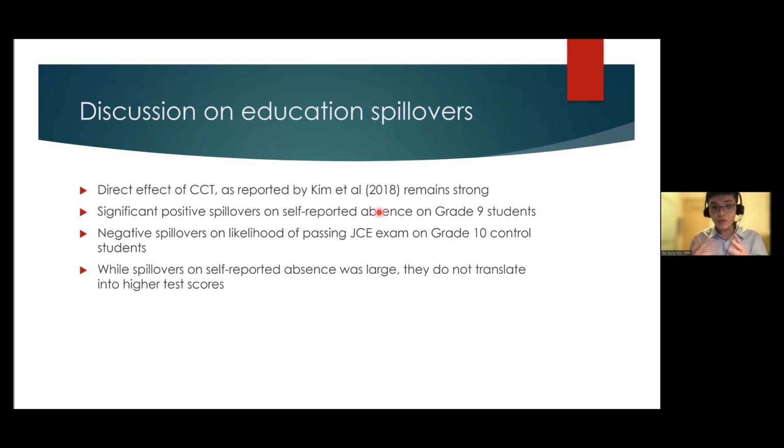So let me walk you through what the main results are from the first question. For the CCT, the direct effects remain strong. There seem to be some positive spillovers on self-reported absence for grade 9 students. And there seem to be some negative spillovers on passing the JCE for grade 10 control students.